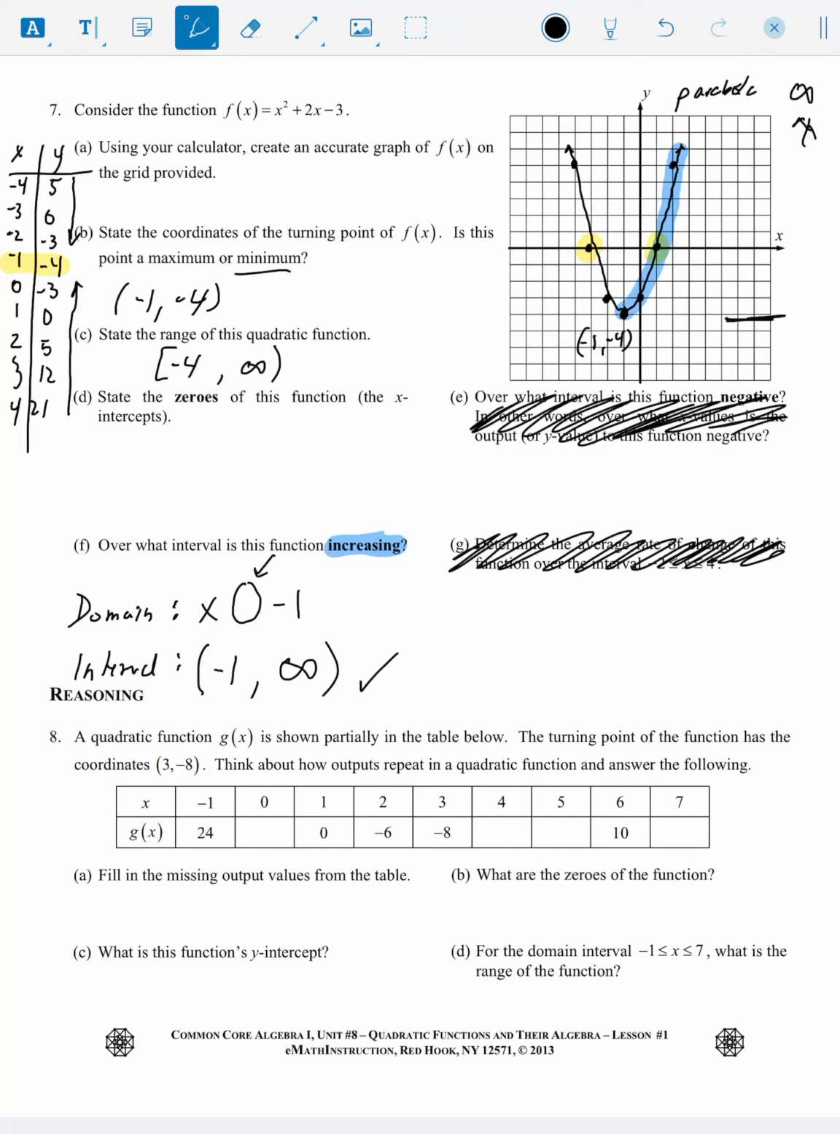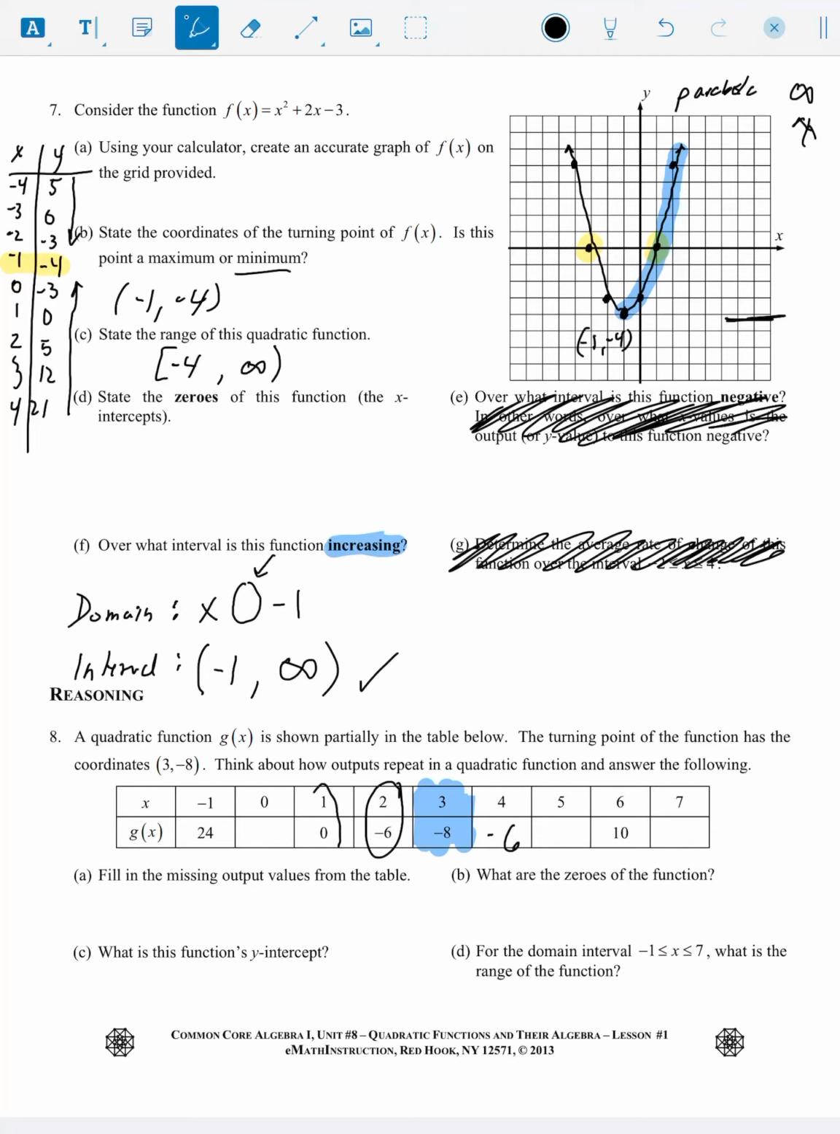The last part in this homework packet is number 8, and it gives you a table with specific values, inputs and outputs. It tells you that the turning point in this table happens to be right here, 3, -8. Given the turning point, you know that to the left and right of this turning point, the graph is symmetrical. So if I have that point 2, -6, I must have -6 as my other output value. As my x increases by 1, my output increases by 2.